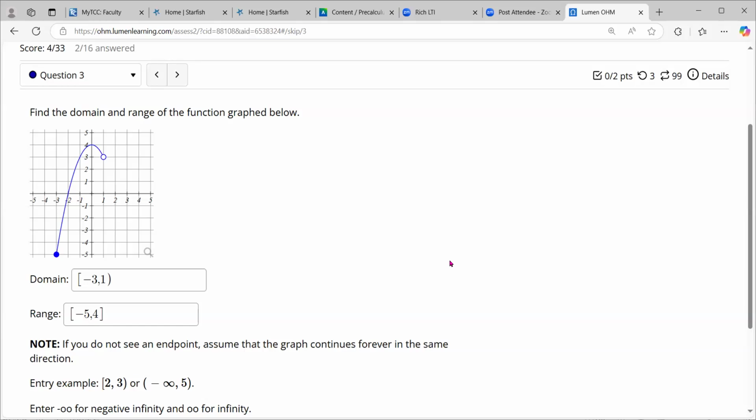If the point is on a curve, then the x-coordinate of the point is in the domain, and the y-coordinate of the point is in the range. If the point is not on a curve, then the x-coordinate is not in the domain, so we use a parenthesis, and the y-coordinate is not in the range. So do you see this point? This point? Okay. How about this?